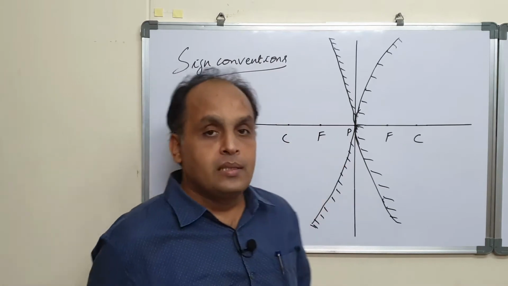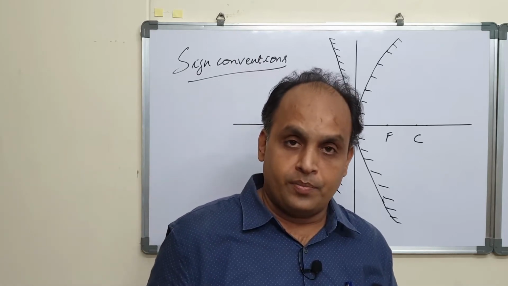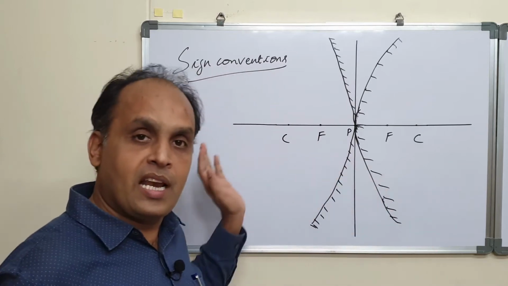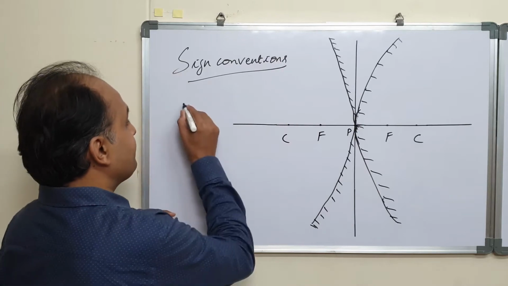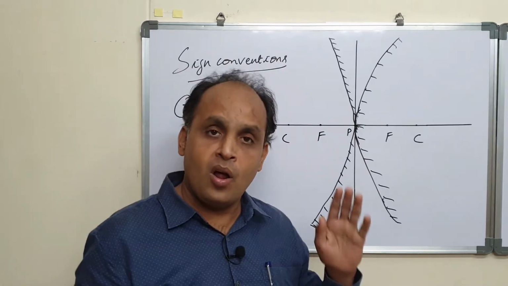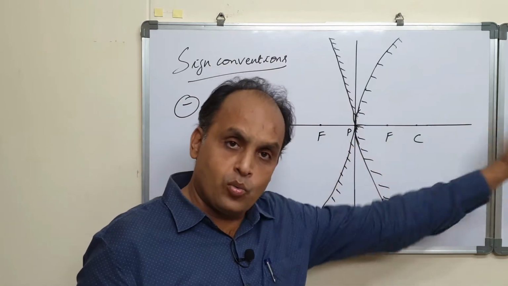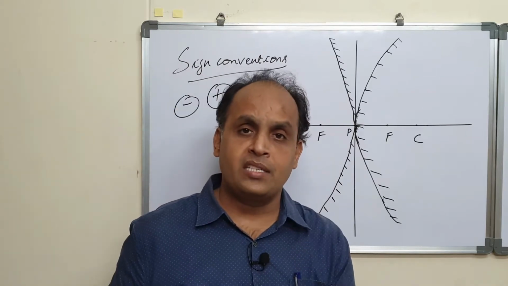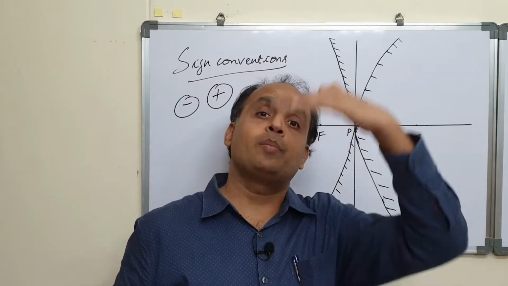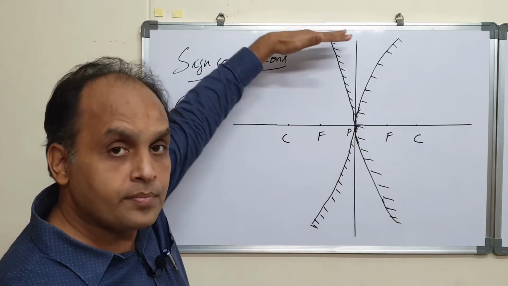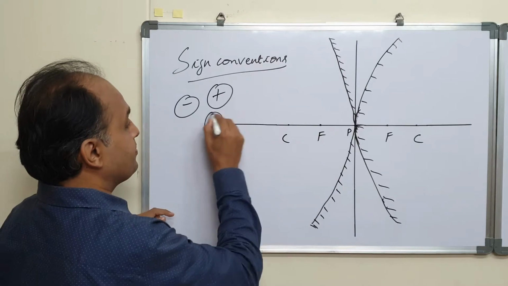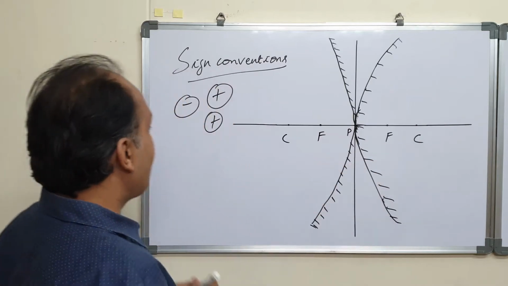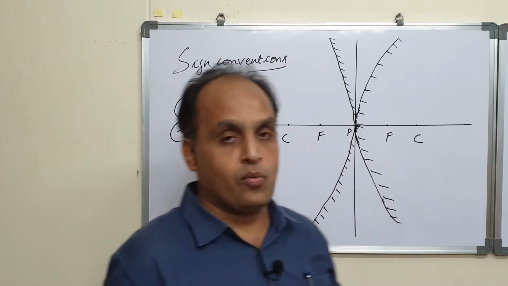Now coming to the actual sign conventions. The first point is all the distances from the pole and towards the left are taken as negative, and all the distances from the pole and towards the right are taken as positive. All the distances perpendicular and above the principal axis are taken as positive, and all the distances perpendicular and below the principal axis are taken as negative.